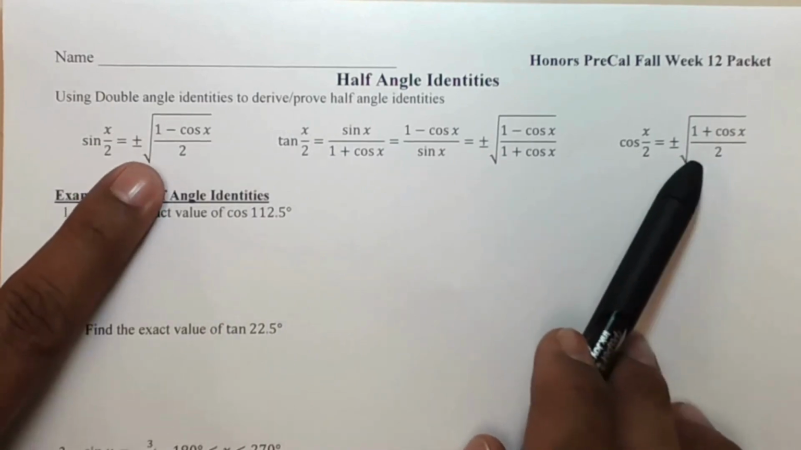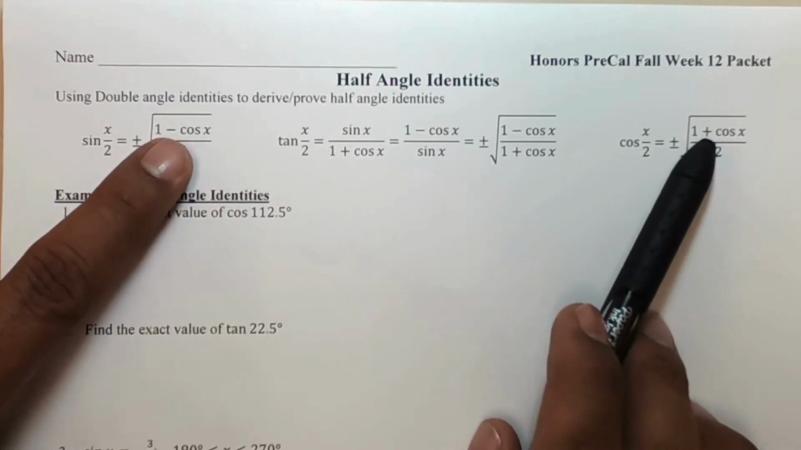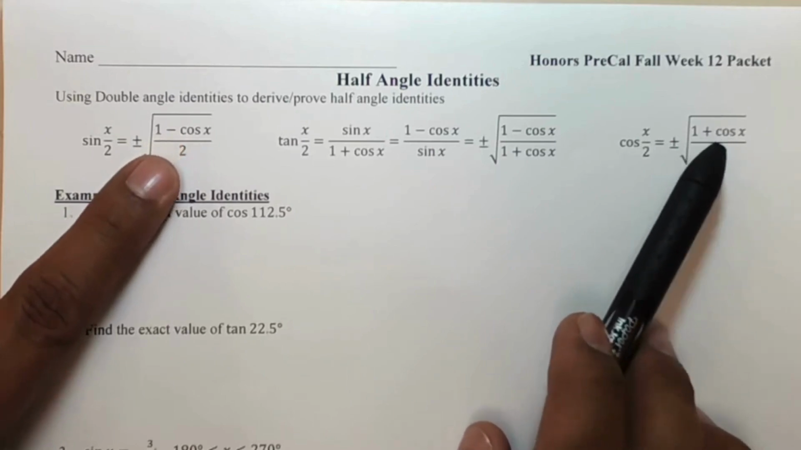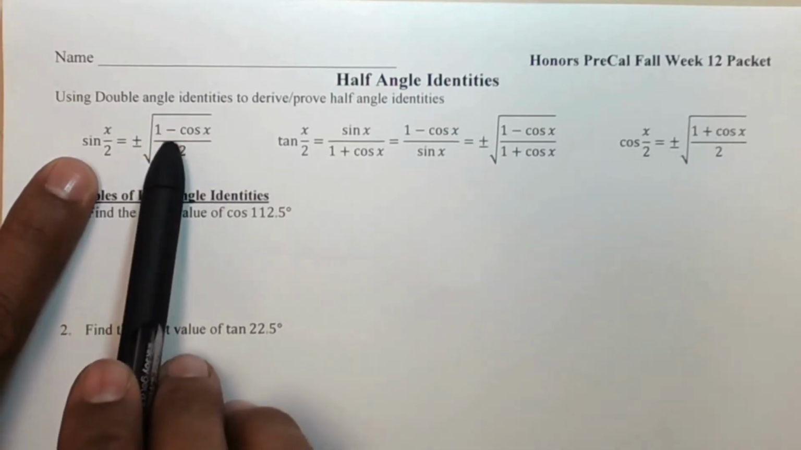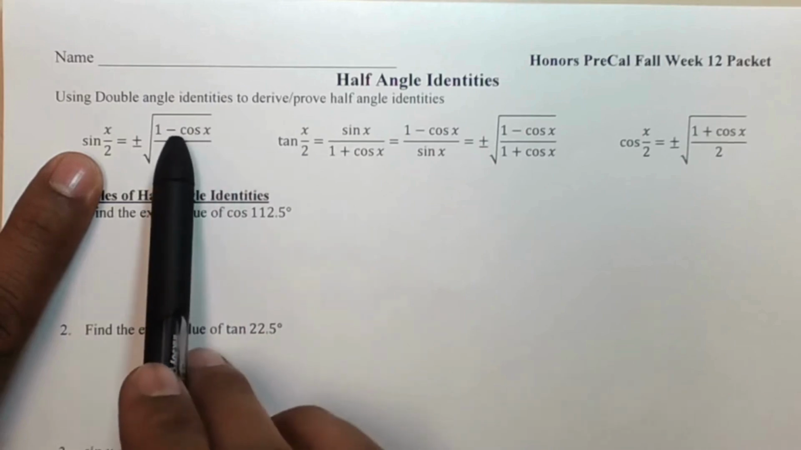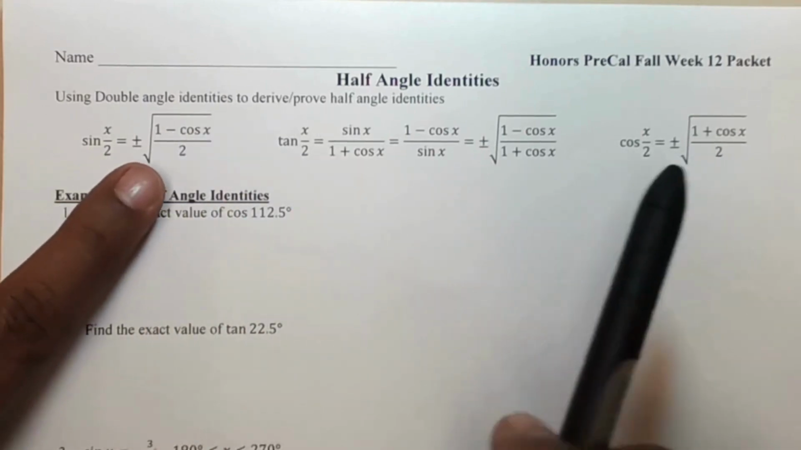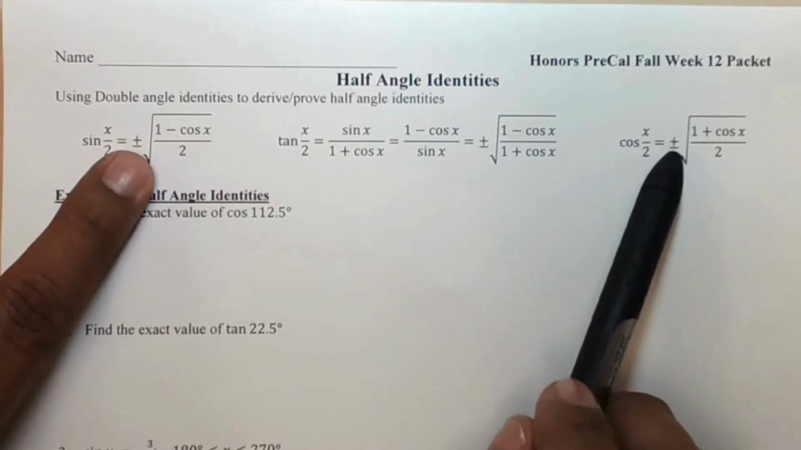Notice that sine and cosine almost look very similar, but inside one, we have one minus cosine x for sine and one plus cosine x for cosine. A good way to remember the sine one is that sine and subtraction both start with s. So that'll be a good way to remember that this one is a subtraction and this one is the addition. Notice that there's plus or minuses here.